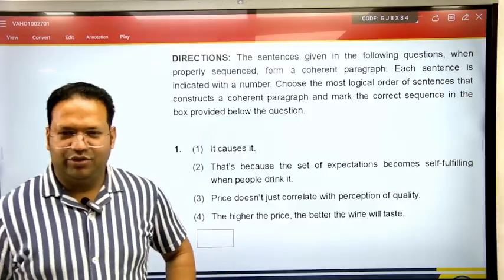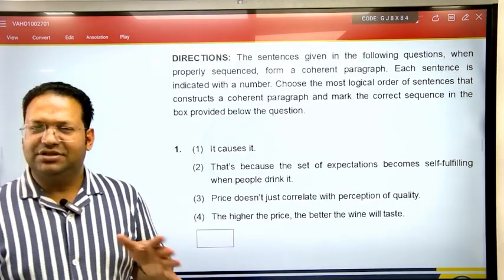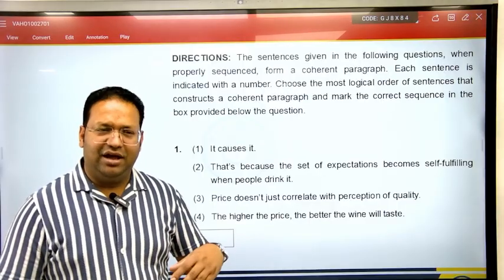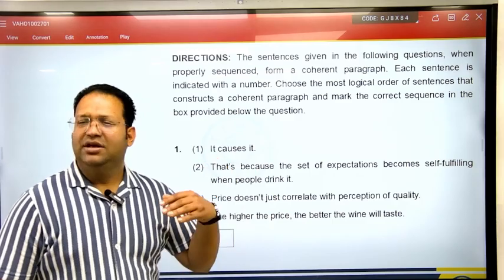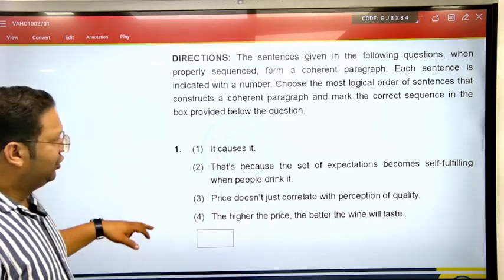Right. Correct. Very good. So you got the idea that this is how we need to do. We need to pick up an idea and we need to elaborate. It may be an example, it may be a cause, it may be an effect. This is how we are supposed to do. Moving on to the next one.